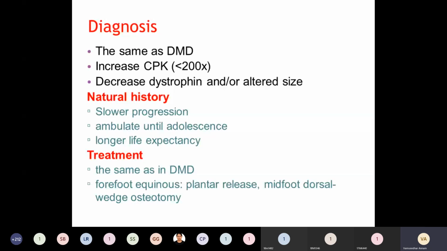Longer life expectancy can be seen. Treatment is almost the same as Duchenne muscular dystrophy. So you have to release the plantar muscles if there is any forefoot equinus, and do a wedge osteotomy if there is midfoot dorsal.